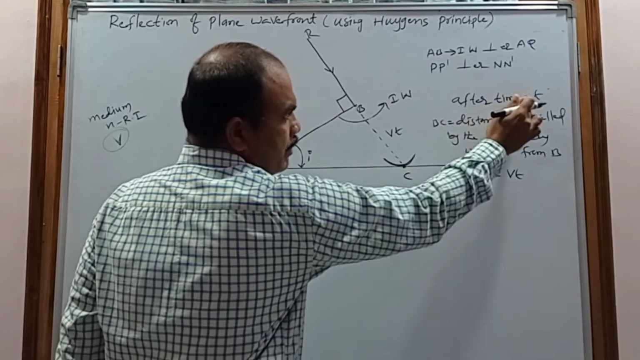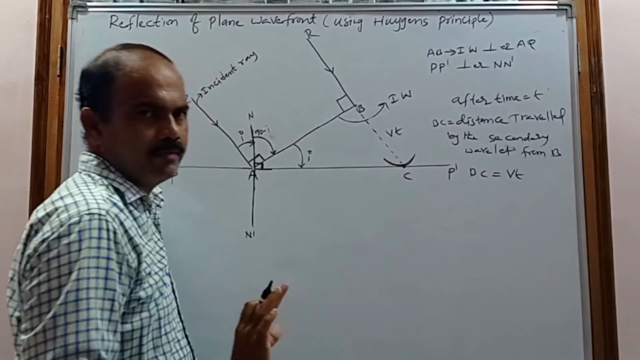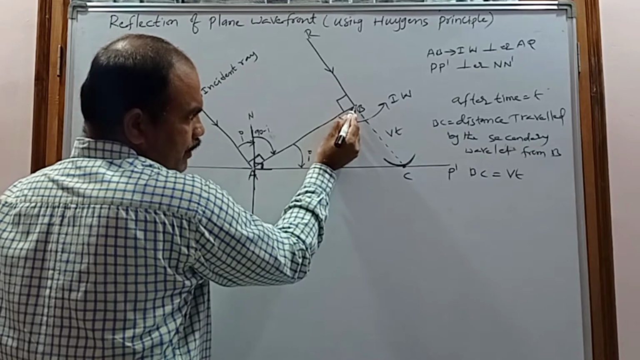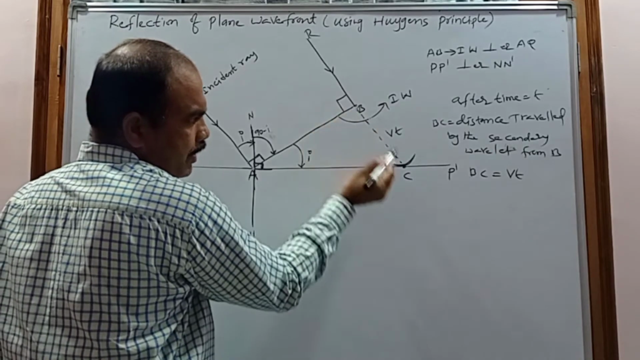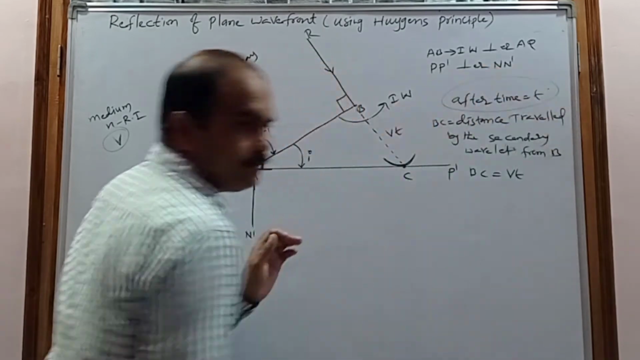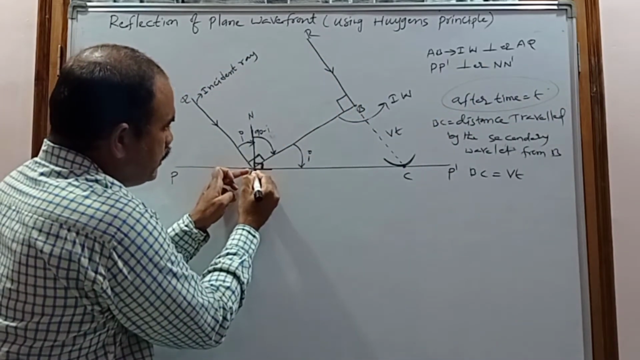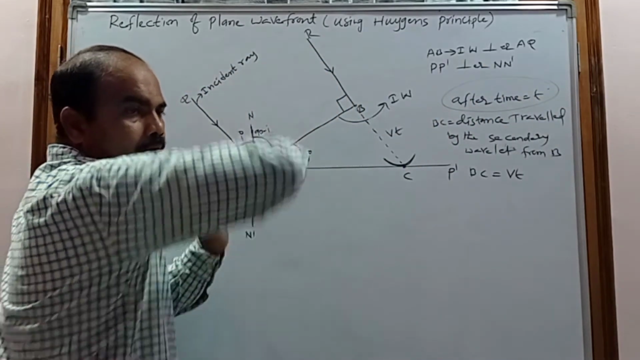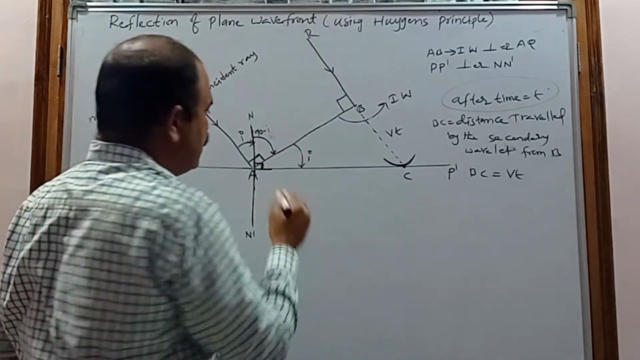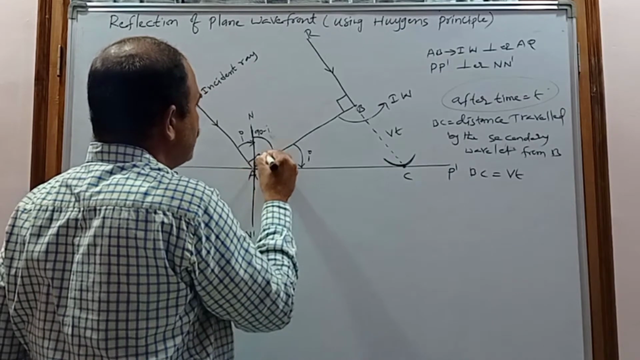So in how much time? Time t. This is the distance traveled. When the secondary wavelet produced from B reaches C in time t, what happens to the secondary wavelet produced from A? It returns into the same medium and also travels some distance.